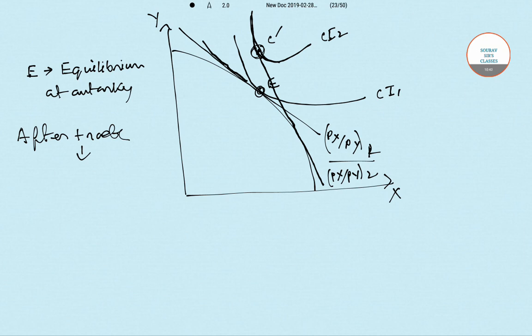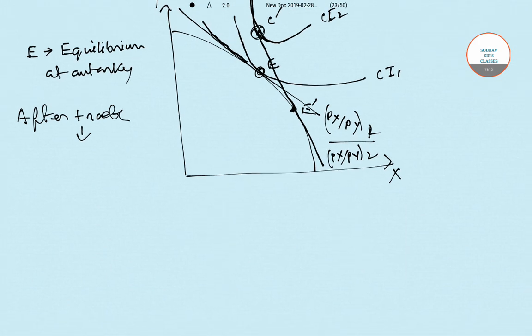So given the relatively higher international price of good X, as you can see at this point, what has happened is that the production moves to E dash. So now the production moves to this point. The production moves to E dash, and the consumption moves to what point? The consumption moves to this point.